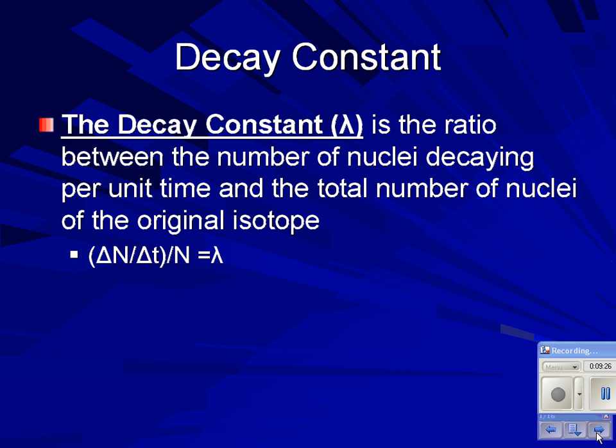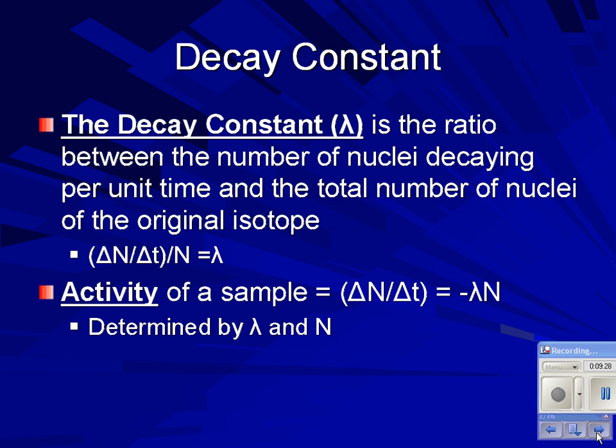And the activity of a sample is just the rate of decay. The number of nuclei that are decaying per second is called the activity. You can find it by taking the decay constant times the number of parent nuclei that you have. That will tell you the activity. So you'll get more activity if you have more of the substance, and you'll get more activity if that substance is more unstable, has a larger decay constant.